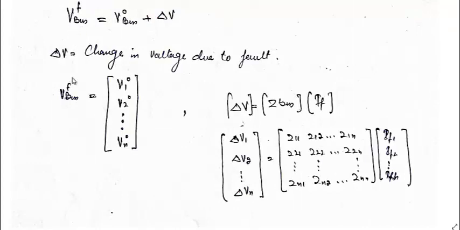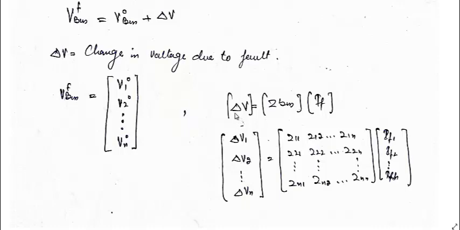Now this is V-bus 0, the bus voltages before the fault: V1 0, V2 0 up to Vn 0. It's a column vector containing all the bus voltages. So V-bus F, that is the bus voltage during the fault at any bus, will be equal to V-bus 0 plus some delta V, where delta V is the change occurring due to the fault. So this will be the bus voltage after the fault has taken place, because we know that this fault will definitely change the voltage magnitude, because any disturbance will change the voltage magnitude. Since we are talking about the fault, it will also change the voltage magnitude.